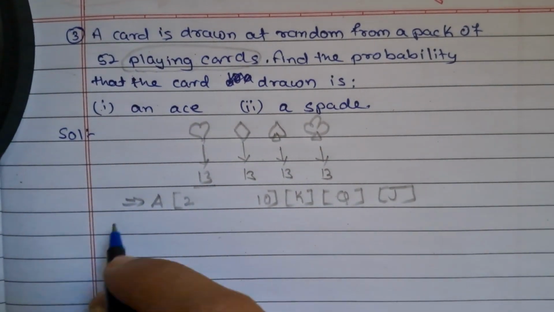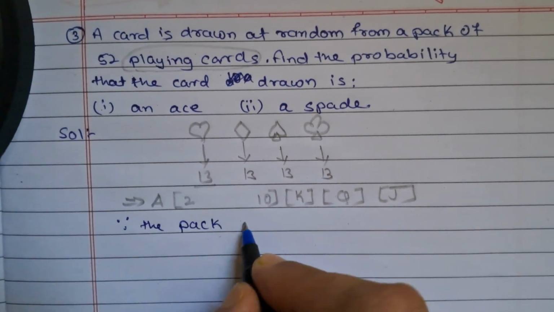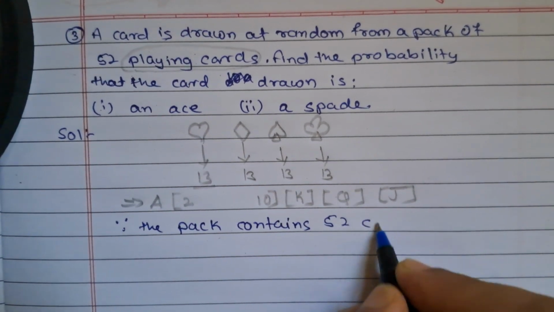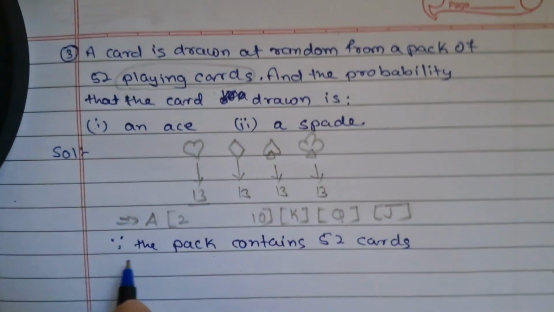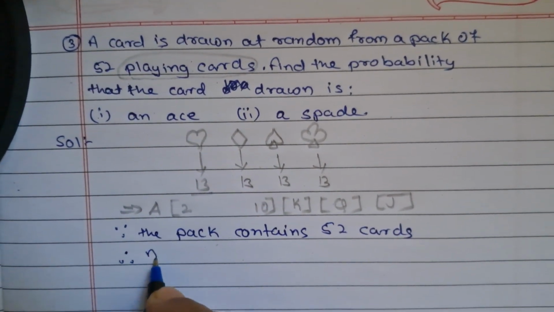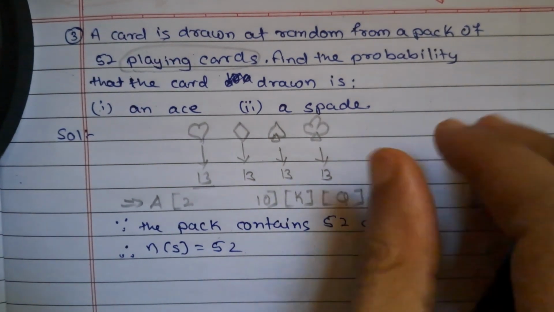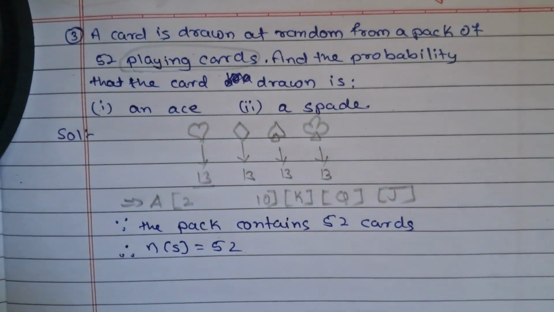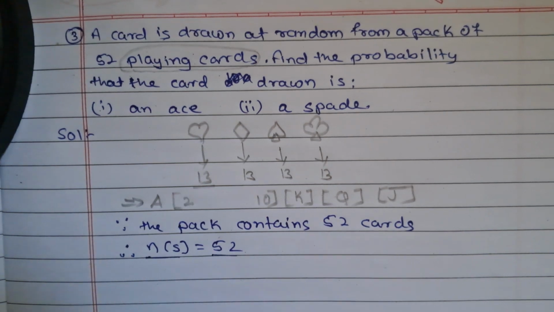So first of all, I will say, since the pack contains 52 cards, therefore n of S is equal to 52. Okay, so in this case we cannot create a sample space and show it, because it is not possible to create a sample space with all these card details inside it. So the easiest way is to just write n of S directly as 52.